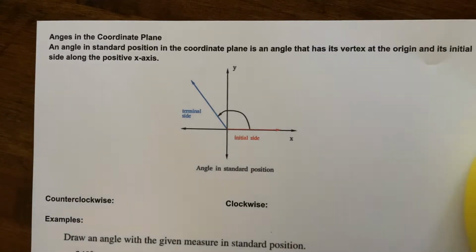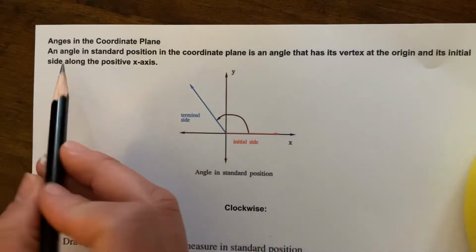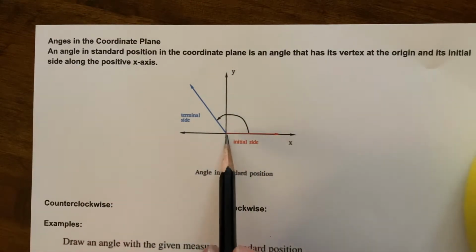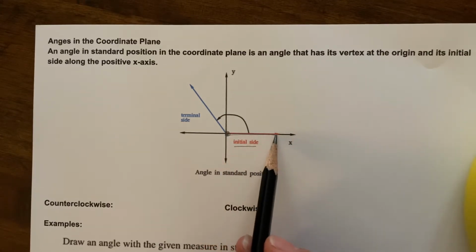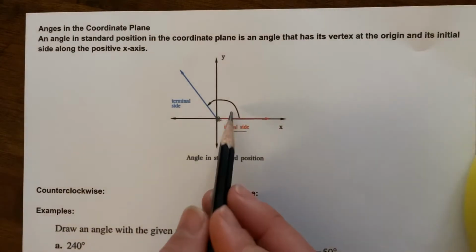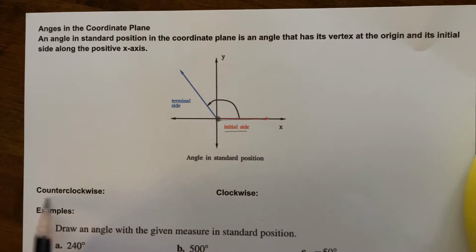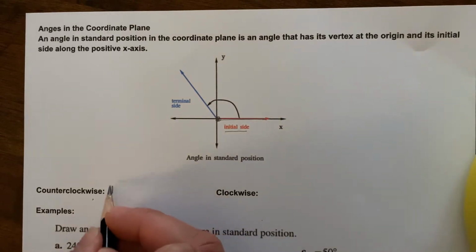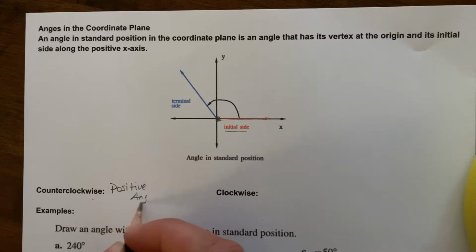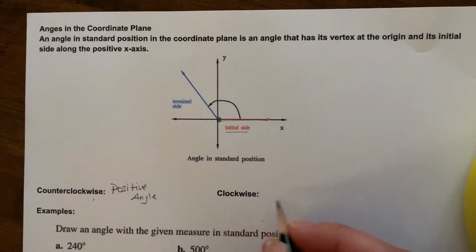All right, we're going to start looking at angles in the coordinate plane. So the first thing, what is a standard position of an angle in the coordinate plane? Notice they will always start at the origin. The initial side will always be the positive x-axis, okay? Couple of things to note. Depending on the direction you're going, if you're going counterclockwise, you will always have a positive angle. If you're going clockwise, you will have a negative angle.